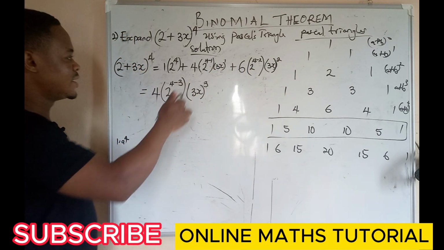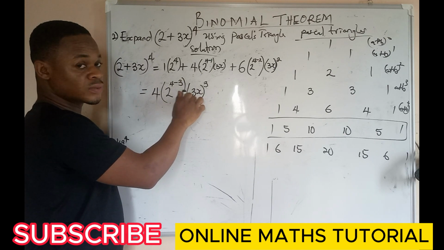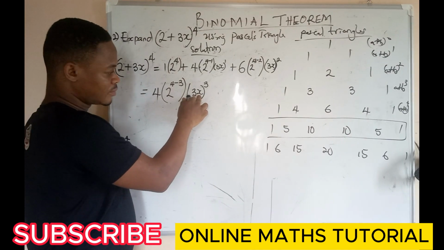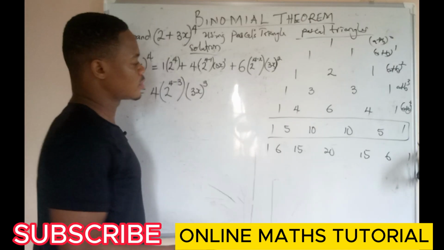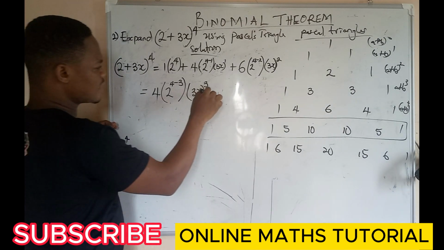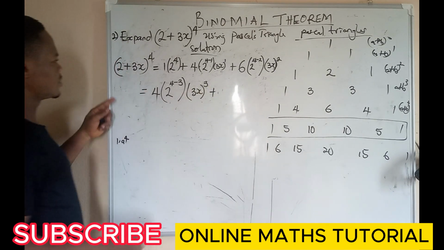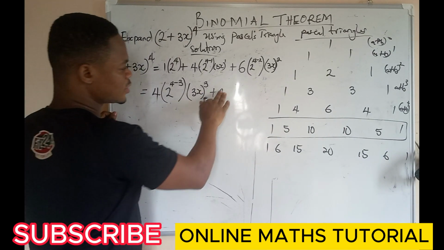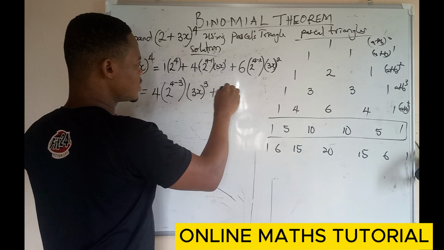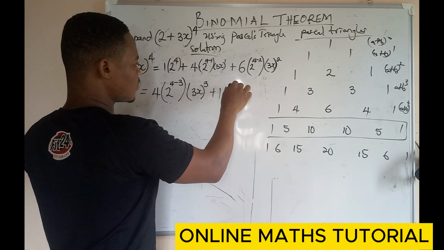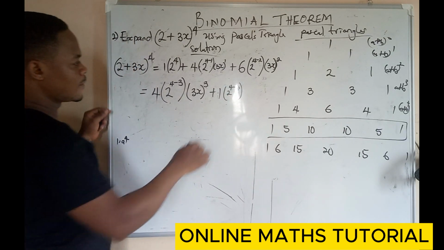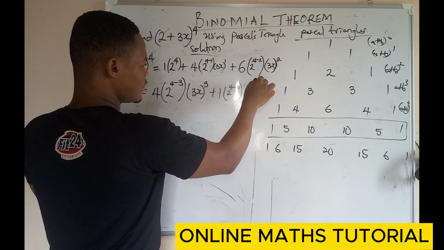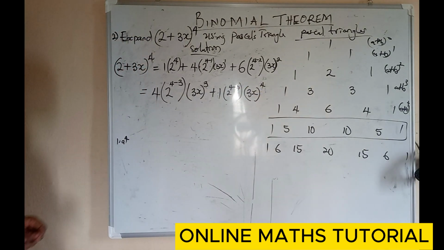And ensure that this power here covers the two values, covers both 3 and x. If you cover only with x, you will get it wrong. So the last one is plus 2 raised to power, the coefficient is already 1, into 2 raised to power 4 minus 4, all into 3x all raised to power 4.